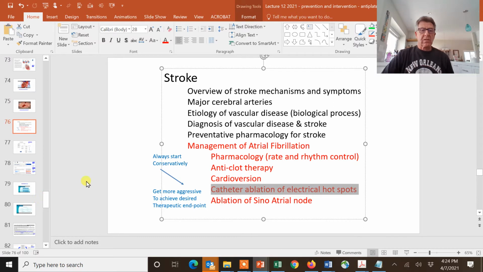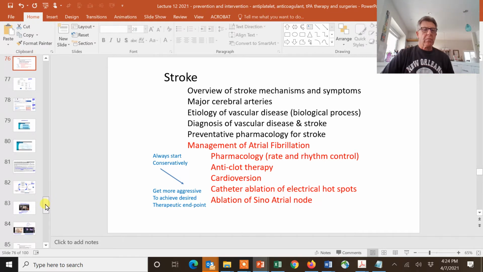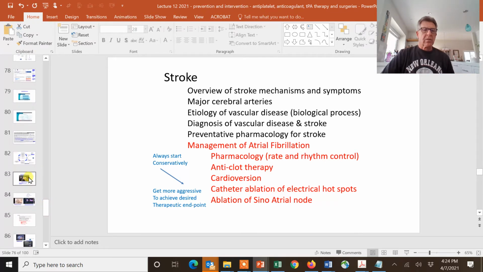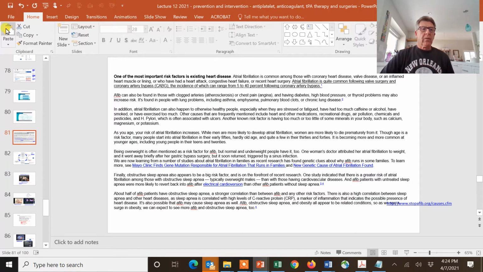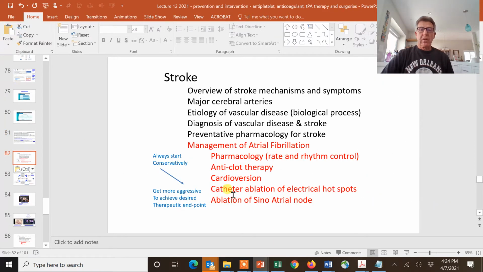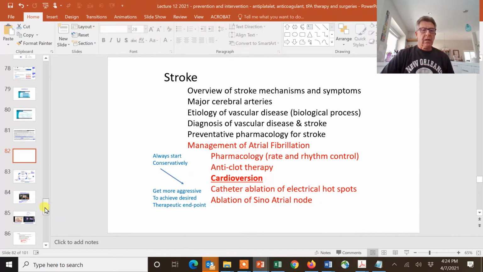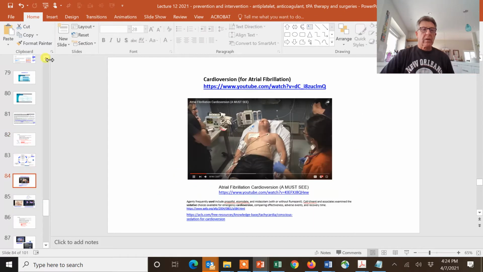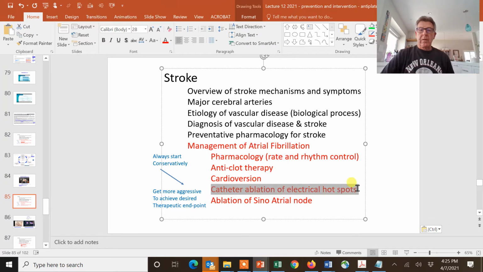So I should actually just take this guy right here. I'm going to copy it, and I'm going to put it over here just to remind you where we're at, okay? So we did rate and rhythm control, and then we did cardioversion, okay? So we'll just bold like that. And then right here, we are looking at catheter ablation, okay? All right, so bold that and that, okay?